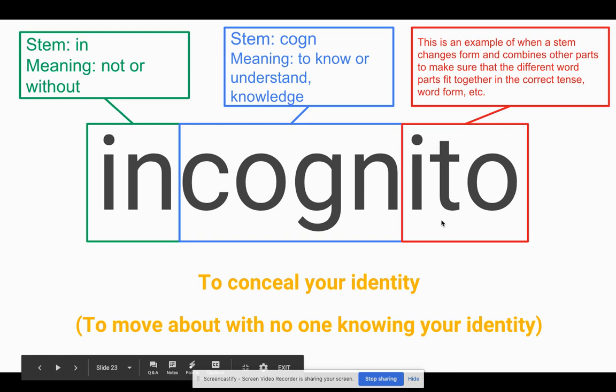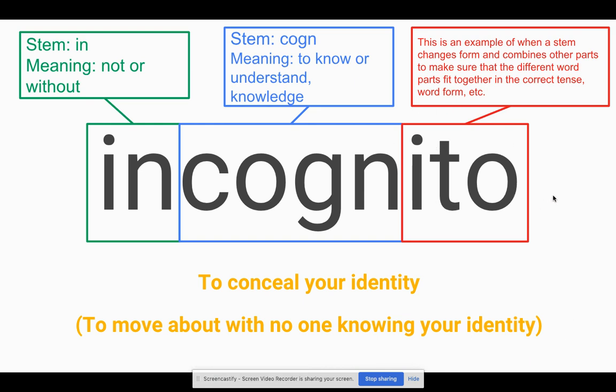This part of the word is an example of what happens when a stem changes form and combines with other parts to make sure that the different word parts fit together to form the correct tense or word form. This refers to a state of being or action or a condition. And so this means that you are in the state of someone not knowing, in this case, your identity.